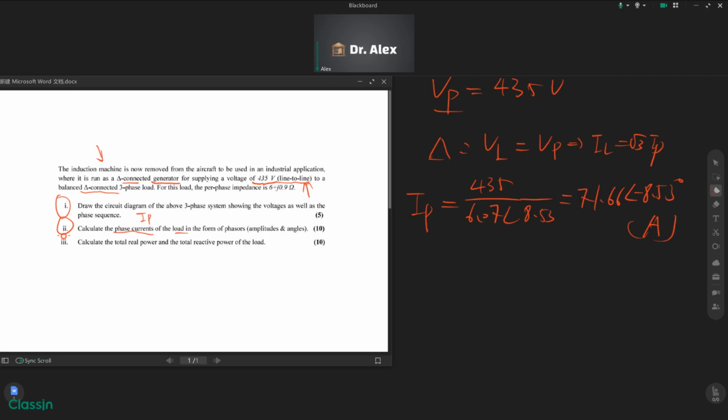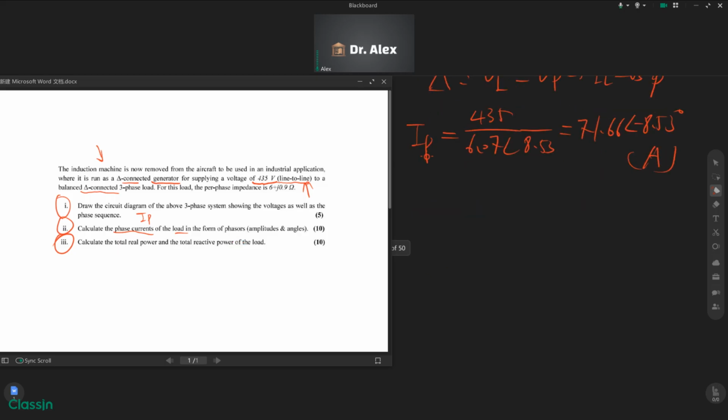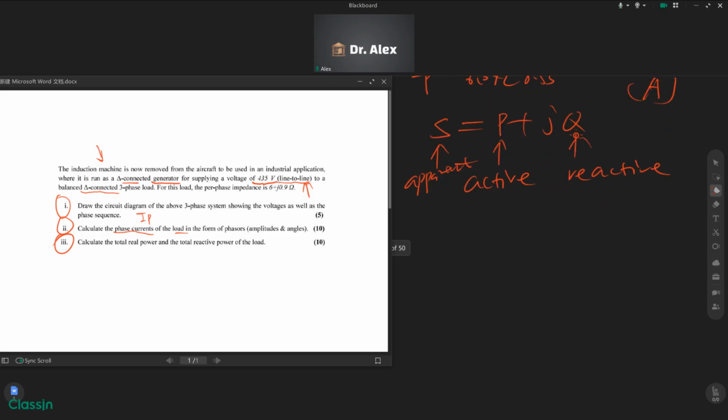All right, finally, we reach the bottom of this question. We are going to calculate the total real power and the total reactive power of the load. As I mentioned before, S equals P plus jQ. This is apparent power, this is real power or active power, and this is reactive power. Don't forget their names.